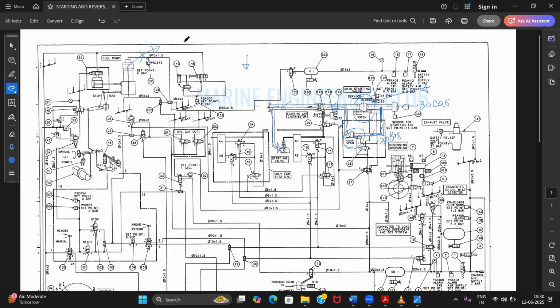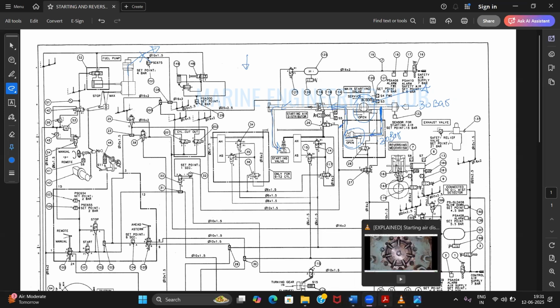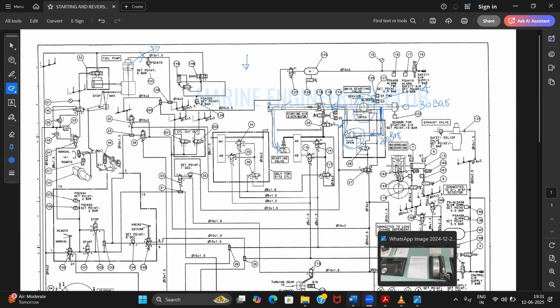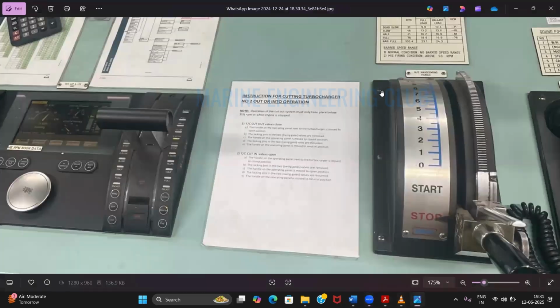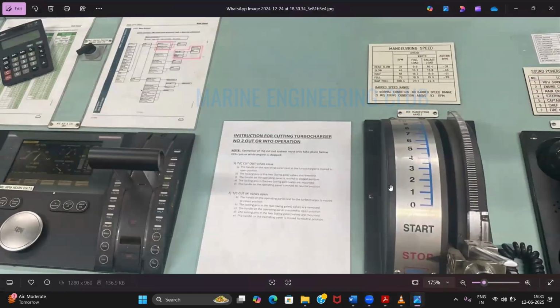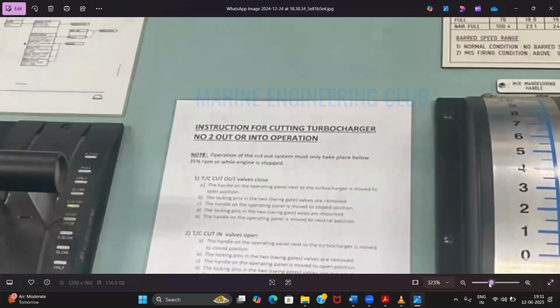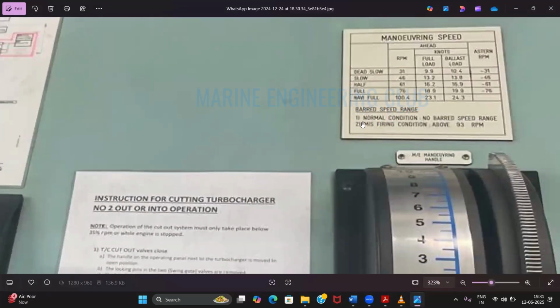Why don't we run an engine at 60-65 RPM? Vibration. Critical RPM? Are you talking about critical RPM for your engine? Yes sir. That is the vibration part of it. You see here in this, what is written over here? Bar speed range. Somebody can read out? Normal condition, no bar speed range.